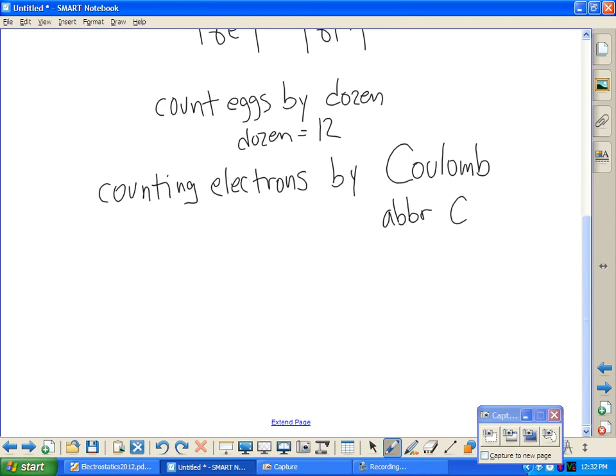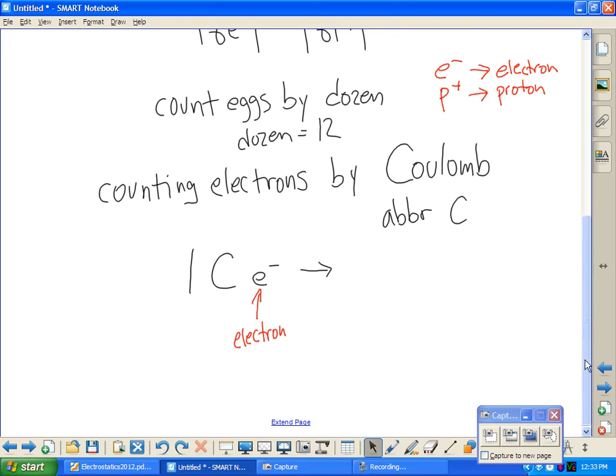If you have a dozen eggs, you have 12 eggs. If you have 1 Coulomb of electrons, that is written e minus. That means a negative charge, electron. These are abbreviations that are common in chemistry and beyond. That simply means an electron, p plus a proton.